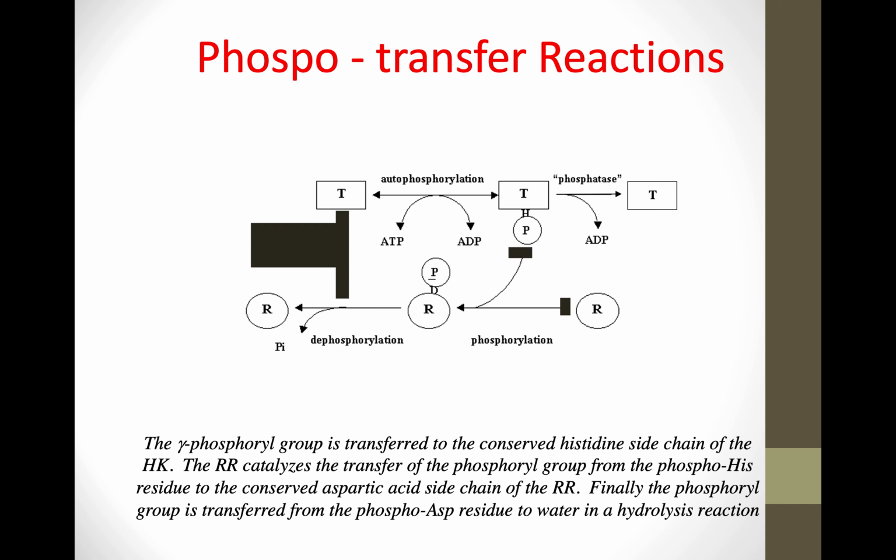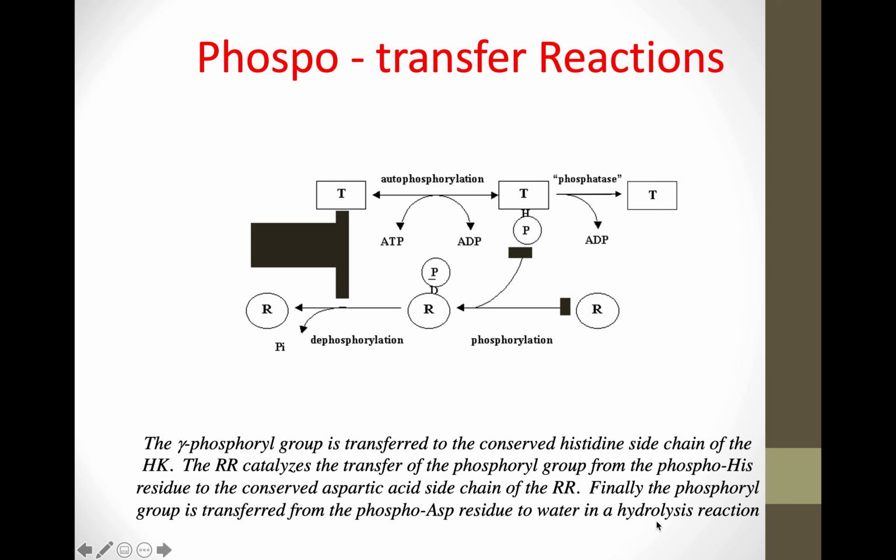This is more or less how the phosphotransfer reaction occurs. The explanation is basically shown down here. The phosphoryl group is transferred to the conserved histidine side chain of the kinase, as you can see over here. Later on it will be transferred to the response regulator, so that the response regulator could then dephosphorylate and give the final reaction.